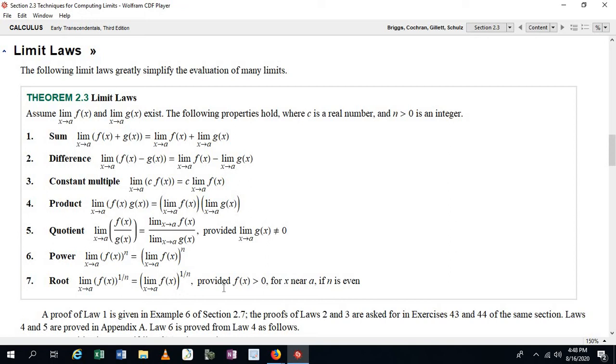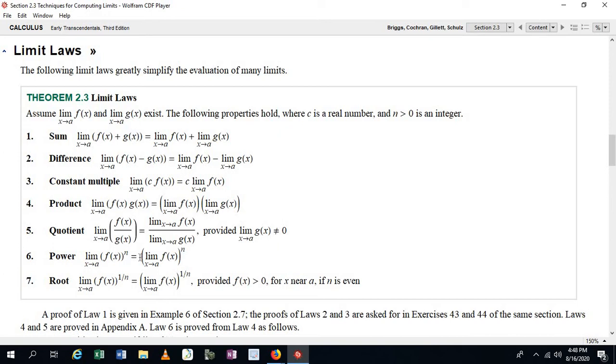Now there is a little proviso here, provided that f of x is greater than 0 for x near a, if n happens to be an even number. The reason that's the case is because let's say n was equal to 2, which is an even number. Then f of x is being raised to the 1/2 power. Well, f of x raised to the 1/2 power is really the same as the square root of f of x.